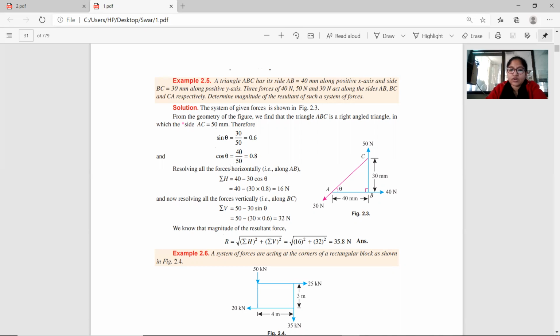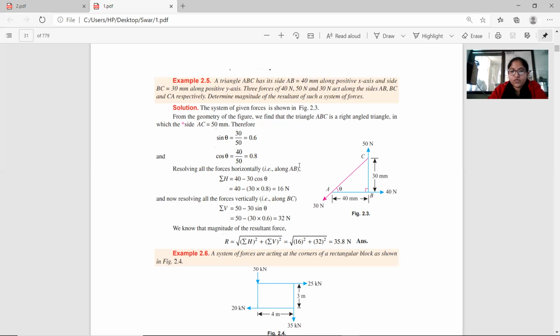Resolving all forces horizontally, that is along this AB, sigma H will be 40 minus 30 cos theta. Why this 30 cos theta? I resolve this side, which creates theta angle with this horizontal side, into two components: the first one in the x-axis will count as cos theta, and the one in the y-axis will count as sine theta.